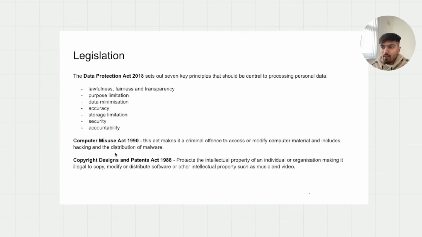So there are three legislations which you need to know. Data Protection Act, which has these following principles. We have the Computer Misuse Act, which is basically if you misuse a computer, like including hacking, distribution of malware, this is like misusing the computer. And we have copyright, which protects the intellectual property of an individual, so that you can't just copy someone else's work and use it as your own.